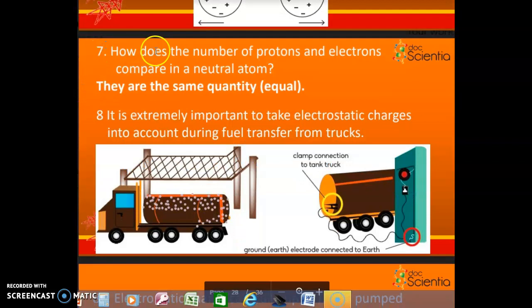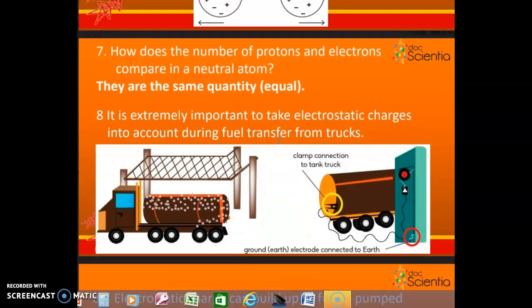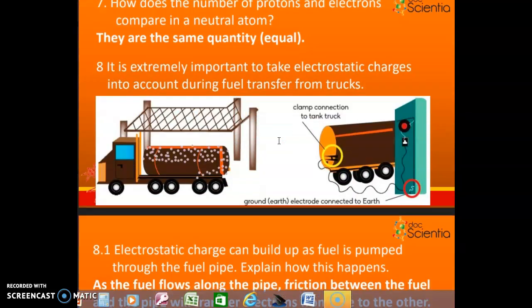Number 7. How does the number of protons and electrons compare in a neutral atom? So in a neutral atom, they are the same. So there's the same quantity, equally charged.